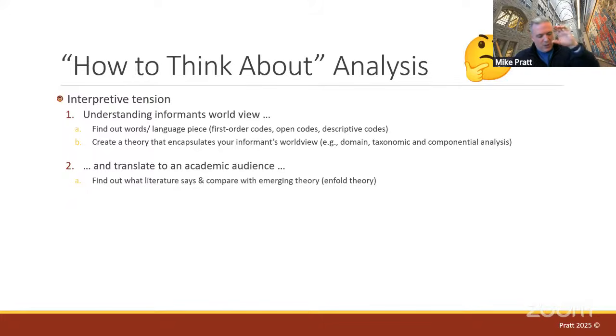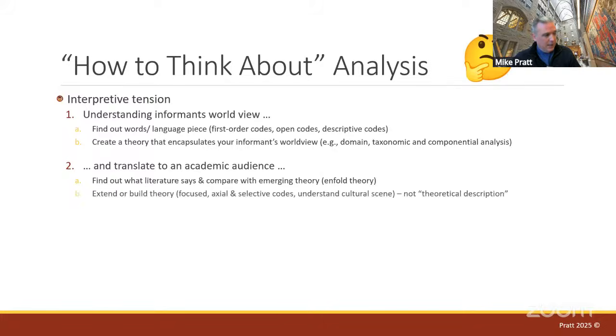So I need to understand what my informant's worldview is. I need to understand what the literature knows now. So I need to find out what the literature says. Kathy Eisart refers to this as unfolding theory. I need to extend and build theory.